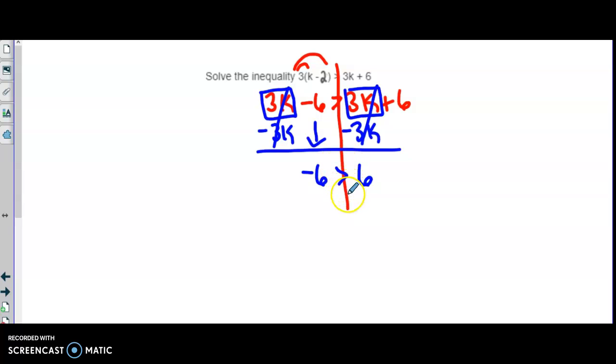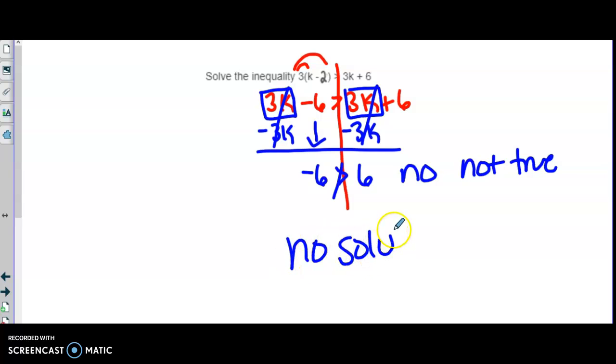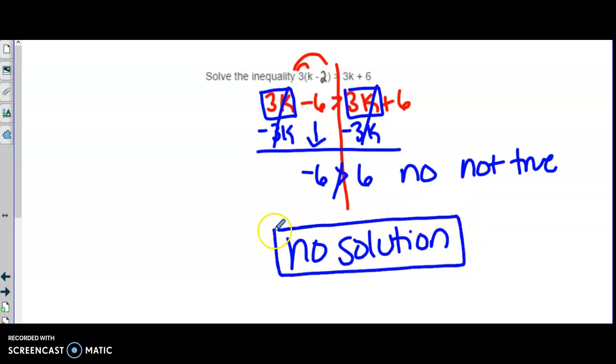Is the alligator mouth eating the bigger number? And in this case, no, that is not true. And if it's not true, then that means there is no solution. Remember, if you get to a statement that is true, that means there's infinitely many solutions. But in this case, it is not eating the bigger number, so it is no solution.